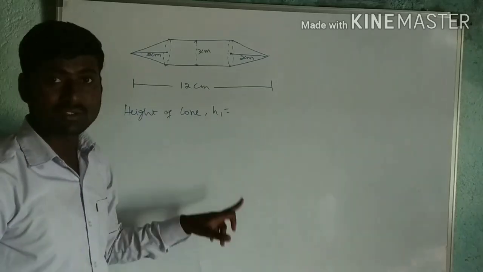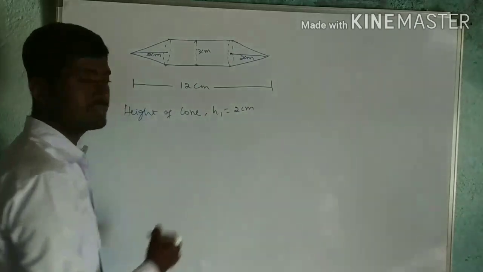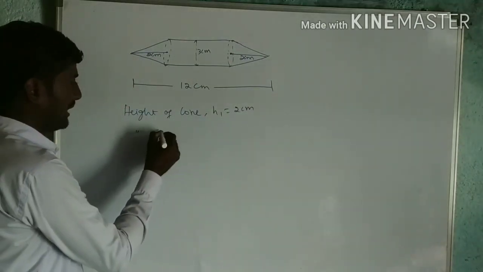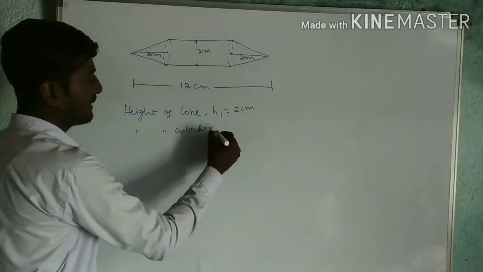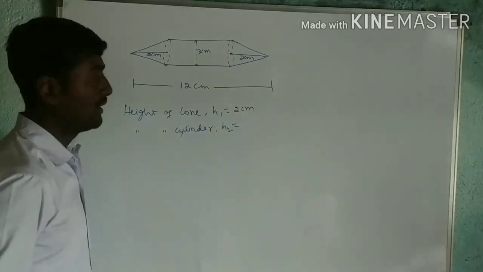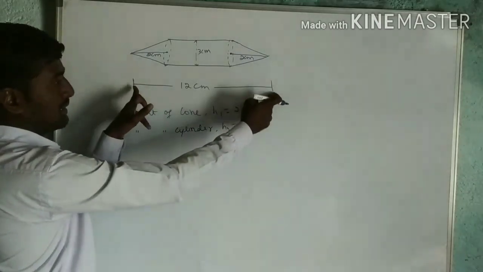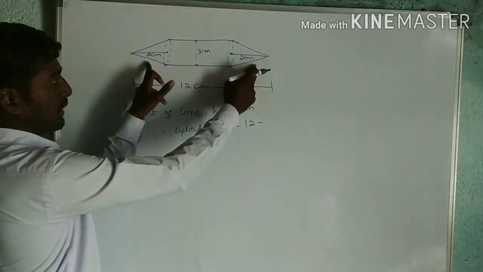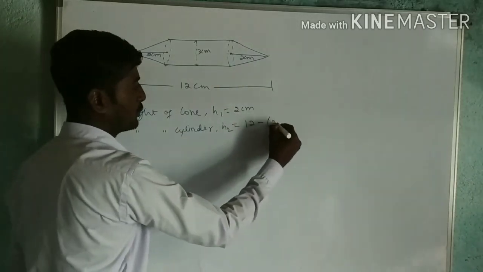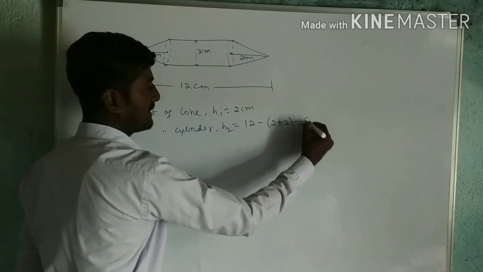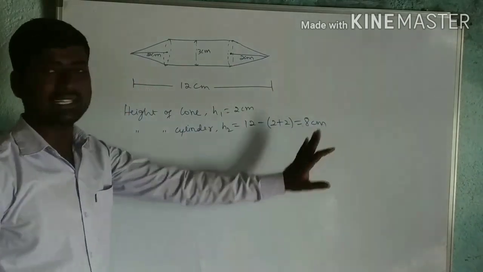H1 is equal to how much? 2 centimeter. And now the second one, height of cylinder, that I will take as h2. How can I calculate it? 12 minus, the total length of the model is 12 centimeter. Remove these two heights, and that will be the height of the cylinder. So that is 12 minus 2 plus 2, which is equal to 8 centimeter. So the height of the cylinder h2 is 8 centimeter.